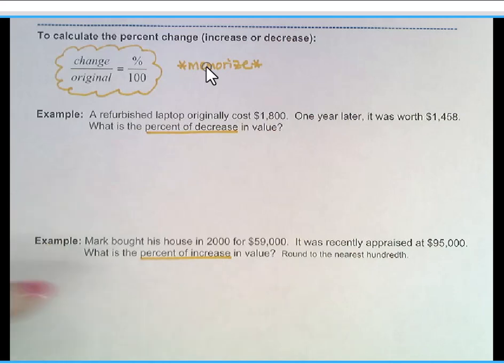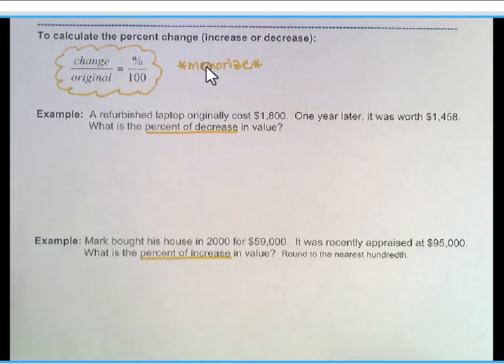So you'll notice I underlined where it says percent of decrease, percent of increase. That's specific wording that you'll see. That's how you'll know you're going to use this formula. A refurbished laptop originally cost $1,800. 1 year later, it was worth $1,458. So it went down in value. What's the percent of decrease in value?